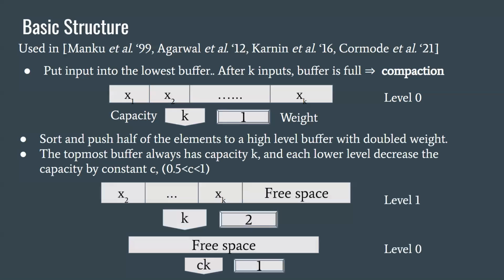The topmost buffer always has capacity of K, and each lower level decreases capacity by a constant factor of C, where C is between 0.5 and 1. This data structure is used in many well-known algorithms.